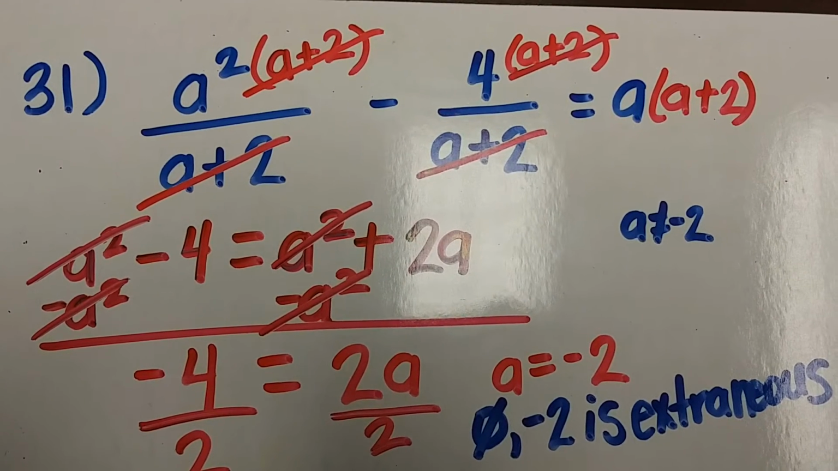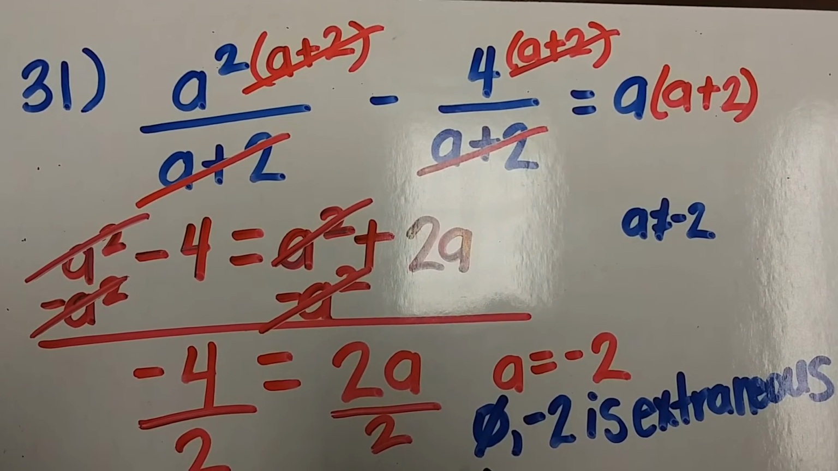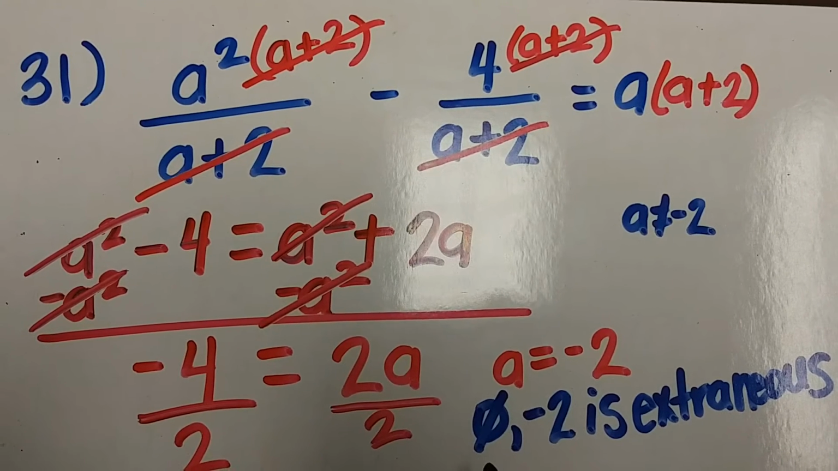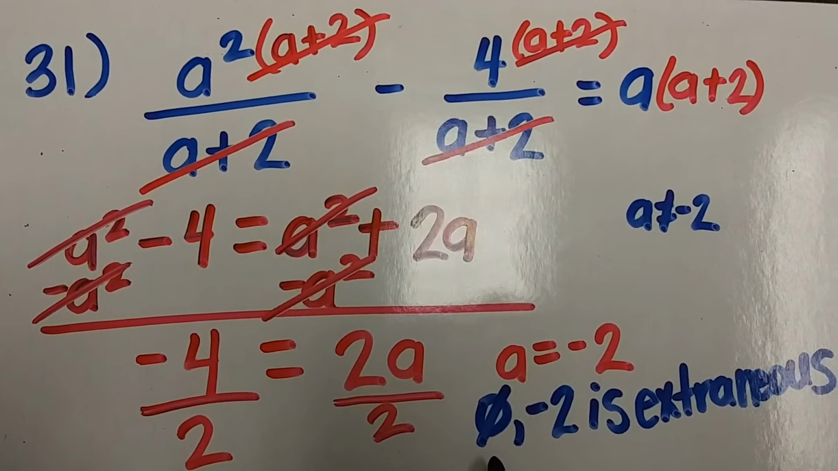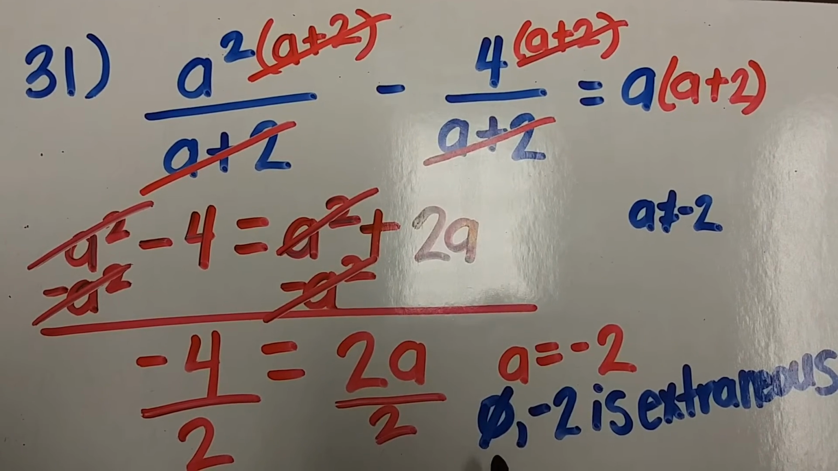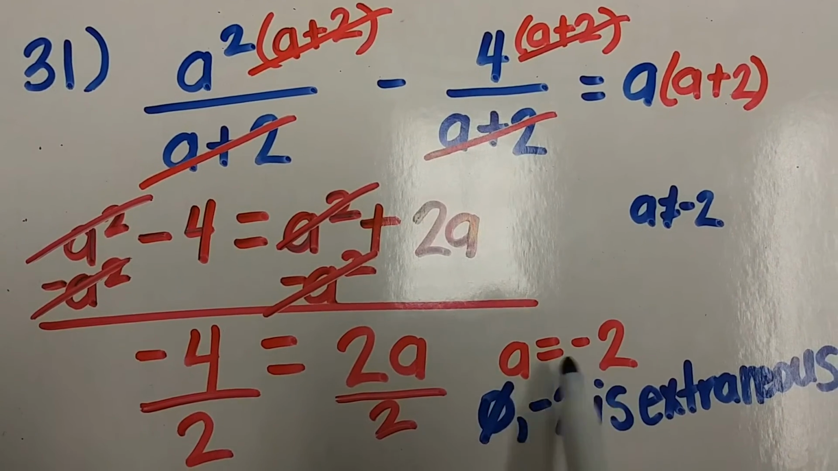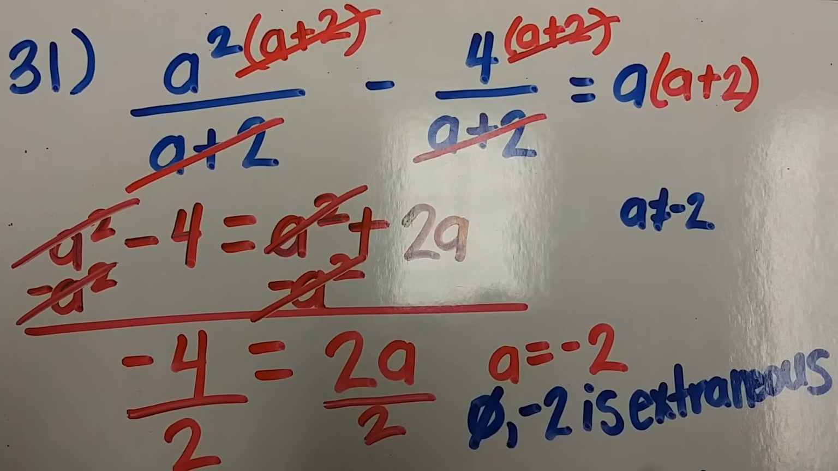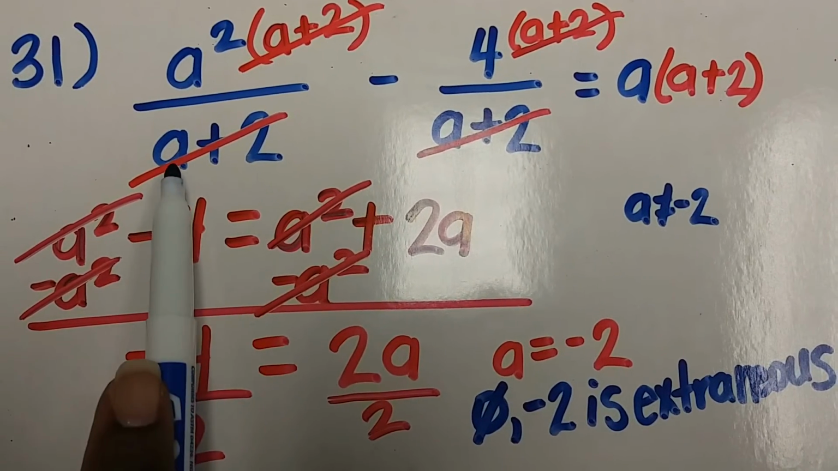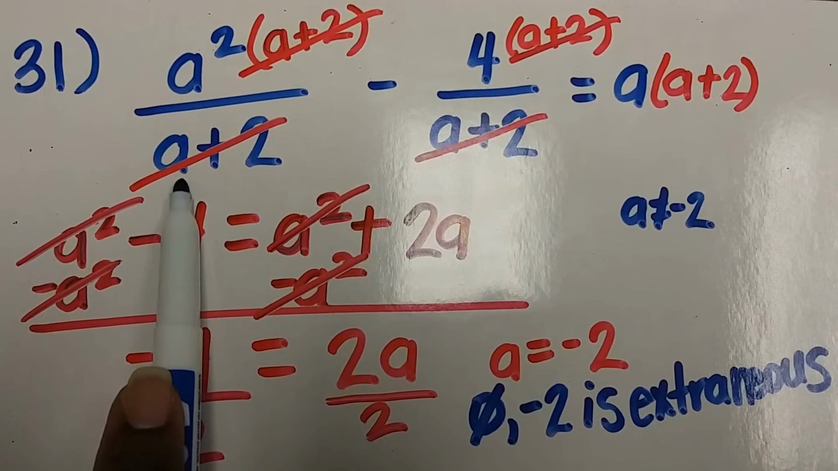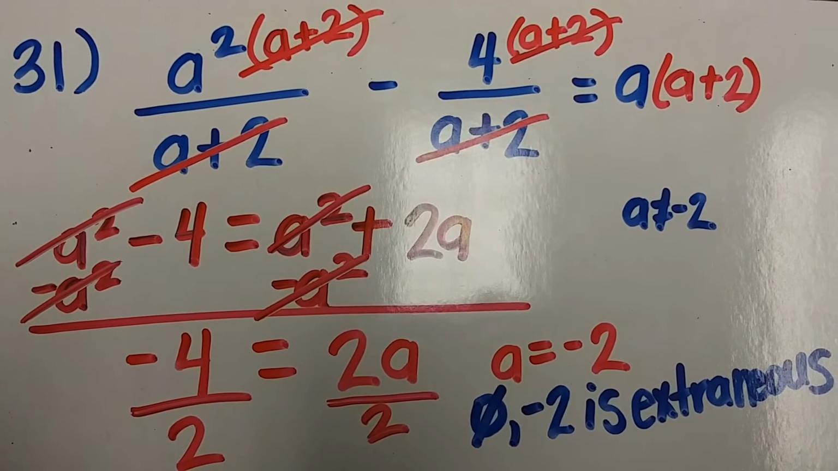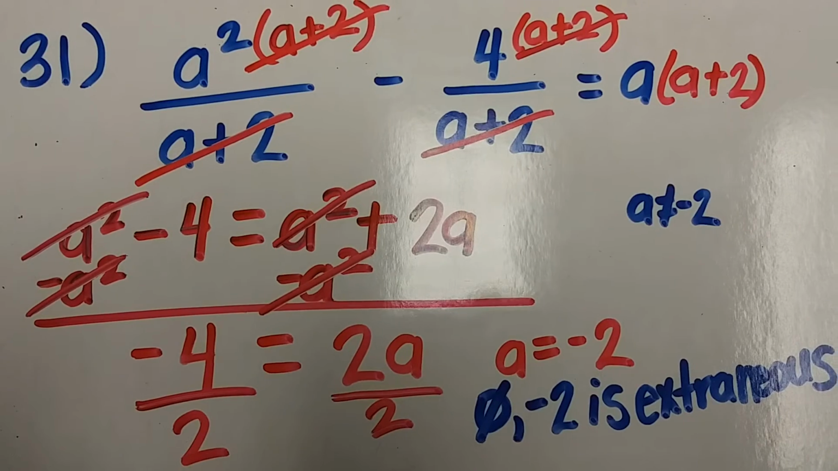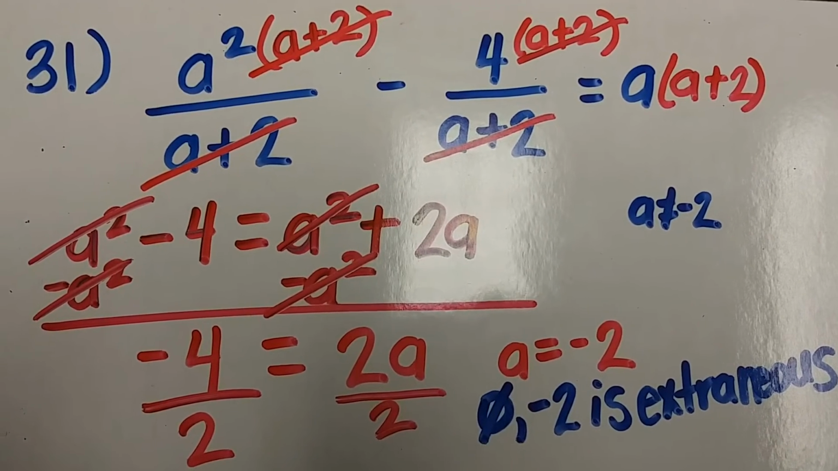My null set can also be said as an empty set. E-M-P-T-Y. It's an empty set or a null set. This is saying I have no answer that I can use for a, because we saw for a it was negative 2. I can't use negative 2 because it will give me a 0 in my denominator. So I'm going to say negative 2 is extraneous. That's a false solution. I can't use negative 2. So we say we have an empty set.